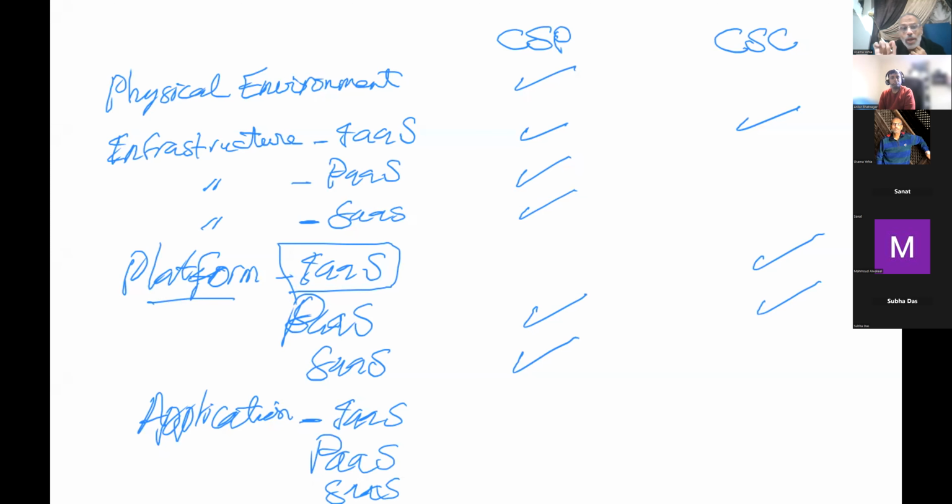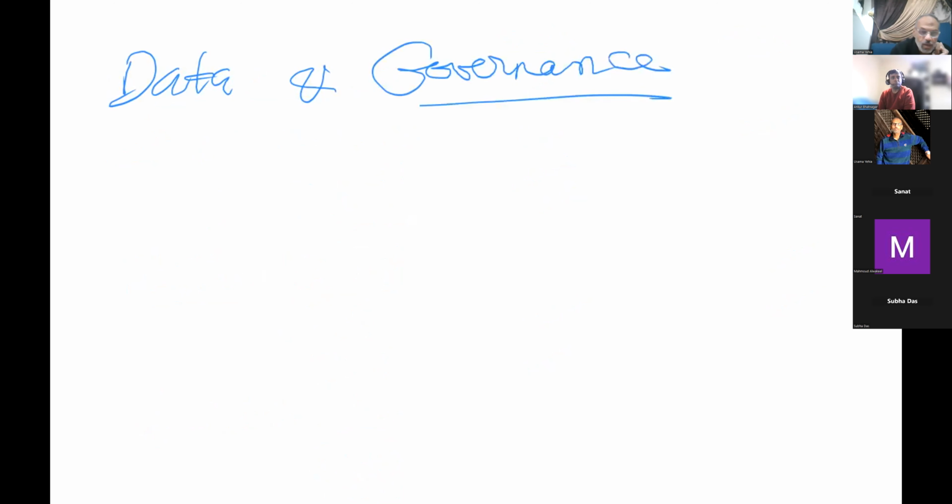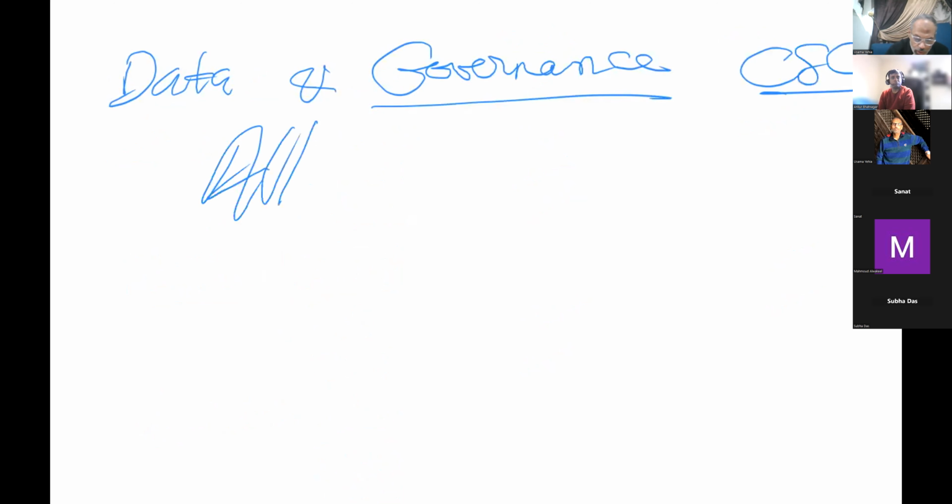There are one or two very important points which I want you to memorize, gentlemen. Two very important points. We don't have any discussions here. We will not expect any wrong answers on these two things. The responsibility for data and governance will be for the cloud service customer in all models.